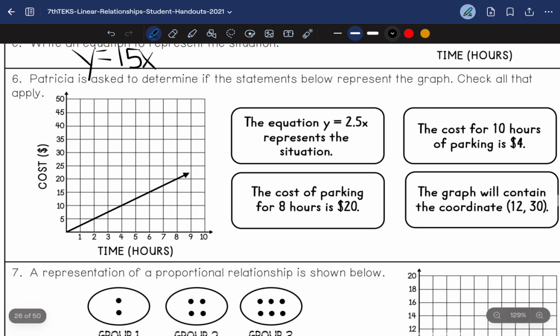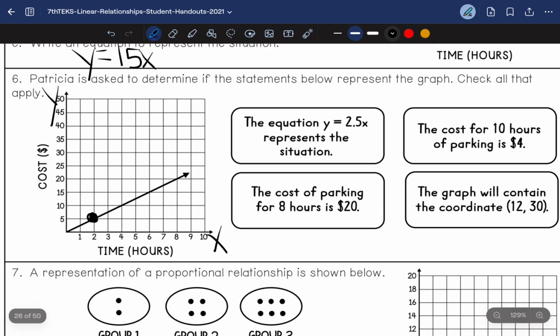Number 6, Patricia is asked to determine if the statements below represent the graph. Check all that apply. So looking at this graph, time, which is the hours, is our x-axis, and then the cost in dollars is our y-axis. So the first statement says the equation y equals 2.5x represents the situation. Well, I need to determine the rate of change to see if that's true or not. So I'm going to find a spot where the line crosses through a corner perfectly.